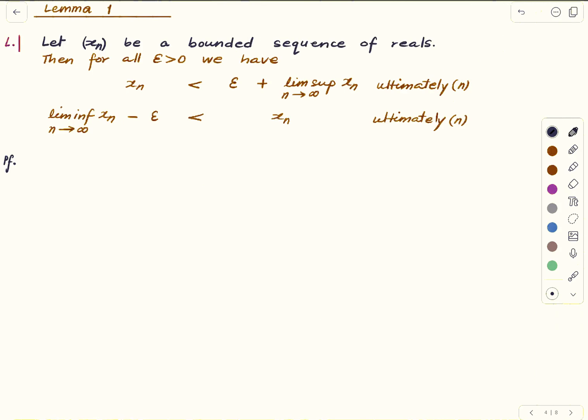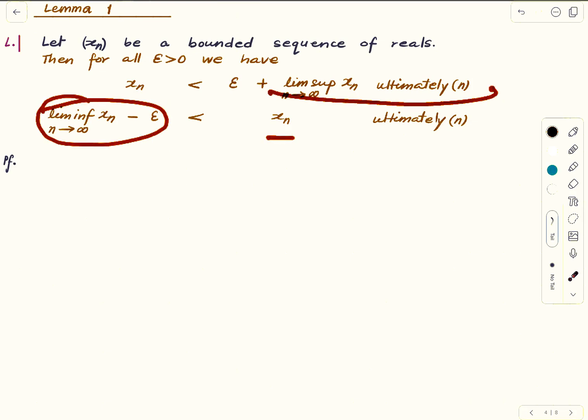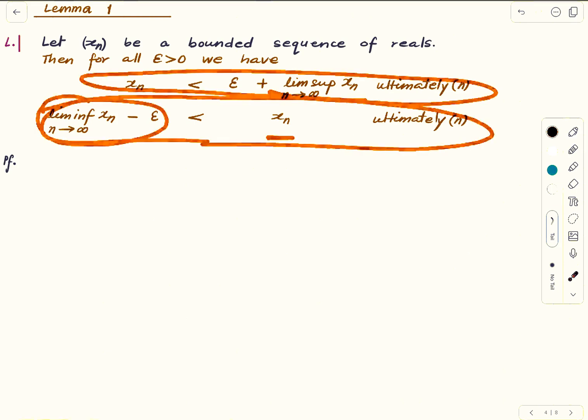So now there is a not big, but an ultimate theorem that we want to prove, and towards that we will first prove two different lemmas. This is the first of the lemmas. Fix a bounded sequence of reals. Then for each epsilon greater than 0, we have xn is less than that ultimately, and a counterpart. So we will just prove the first part, and the second part will be an exercise.